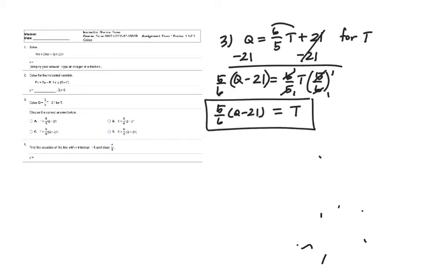Okay. In this case, they'll give you some solutions. You want to choose the correct answer. In other cases, you can distribute 5/6 to each term. So 5/6 times q, and then minus 5/6 times 21.